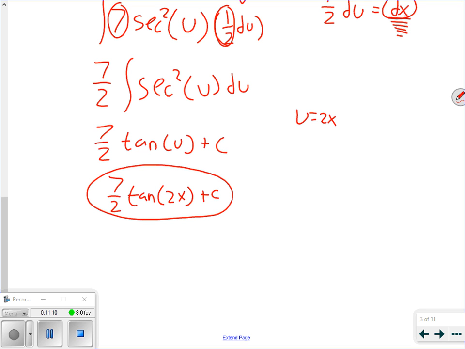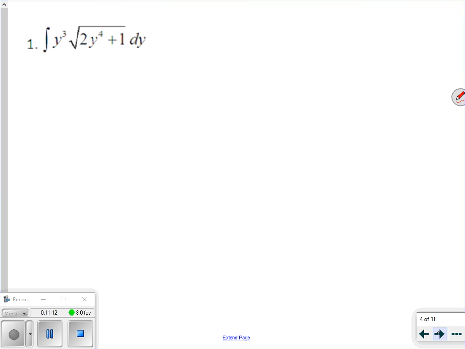Very nice. All right, let's keep going. Taking the integral of y cubed square root of 2y to the 4th plus 1 dy. We got a lot of stuff going on here. That's not terrible. Look at the inner function. The inner function is what's being plugged into the square root. Okay? We're going to let u equal 2y to the 4th plus 1.